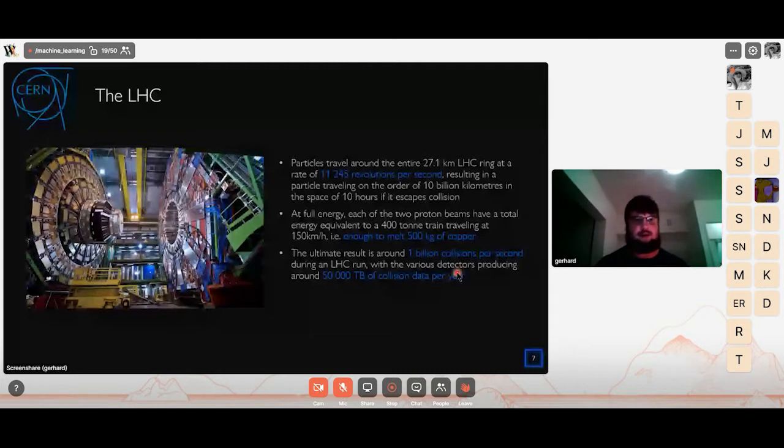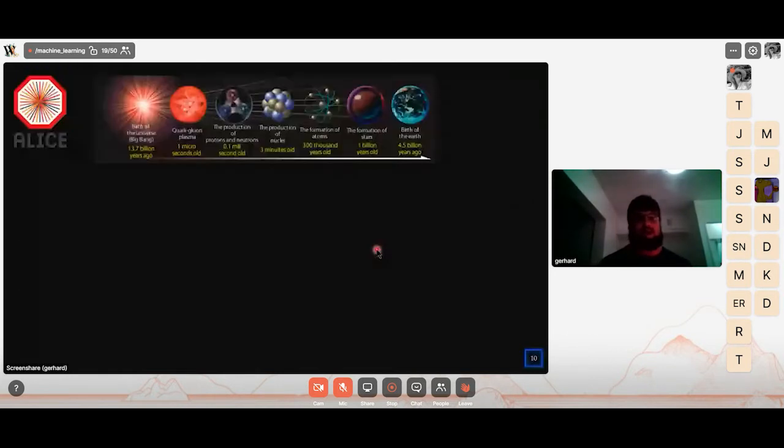And so the total energy of each of those proton beams is equivalent to around a 400-ton train traveling at 150 kilometers an hour in each direction. And that results in about 1 billion collisions per second and generates about 50,000 terabytes of collision data per year.